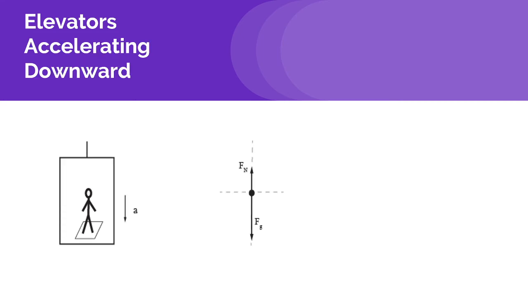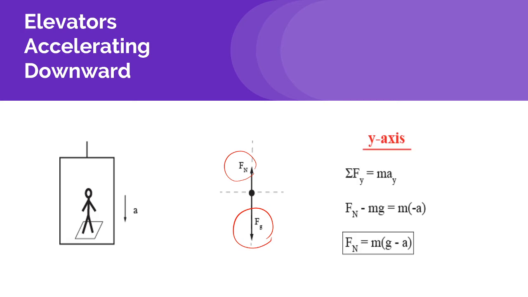If you're going down, then what's going to happen? Your gravitational force is going to be greater than your normal force. Why is that so? Because total force on the y is Fn minus Fg. But since you're accelerating down, the sign for the acceleration will be negative, and your Fn in that case is going to be m times g minus a. Basically, you weigh less than what you actually are.